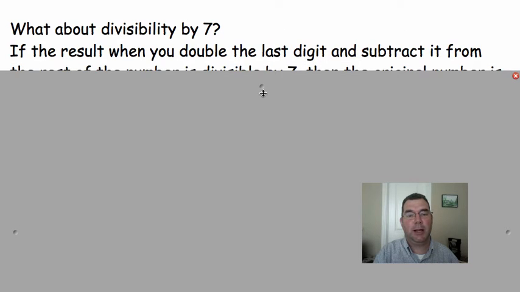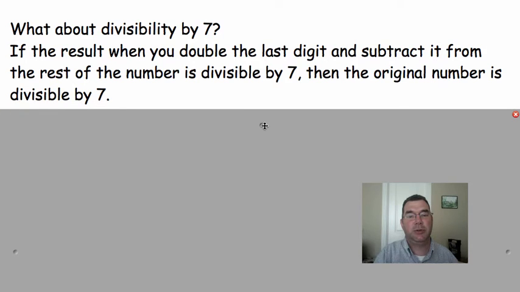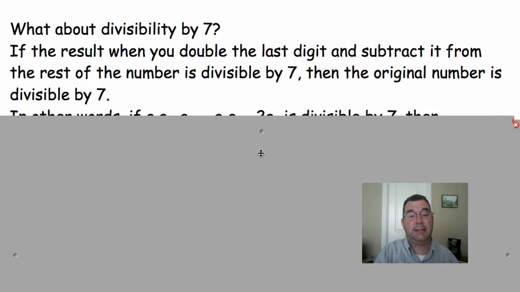I learned this one a while ago, and not many people know it. But basically what you do is you double the last digit of the number and subtract it from the rest of the number. And if that's divisible by 7, then the original number is divisible by 7.